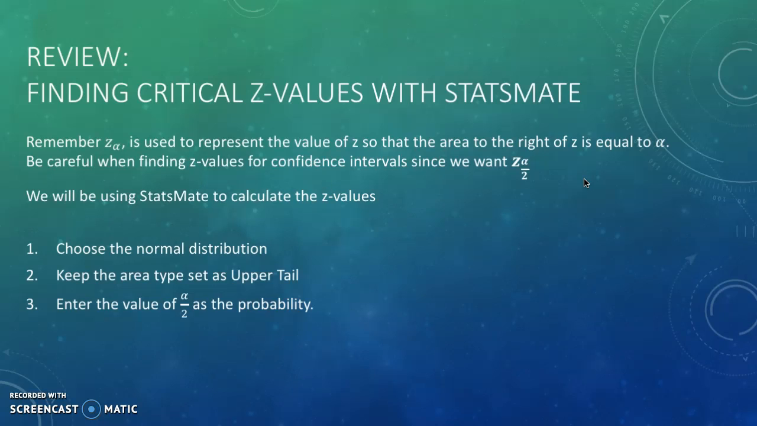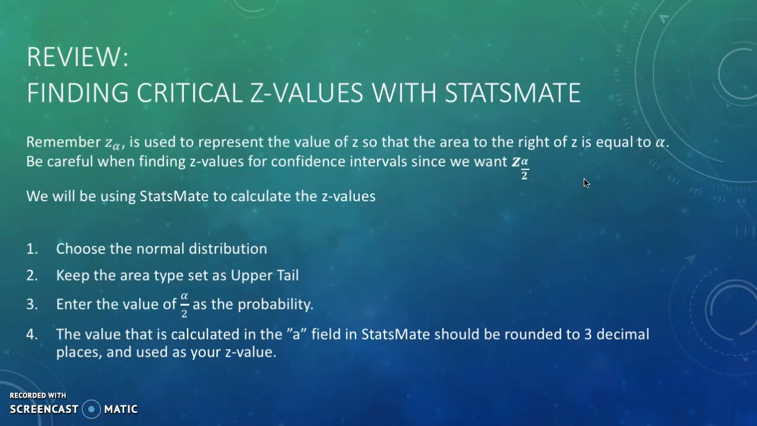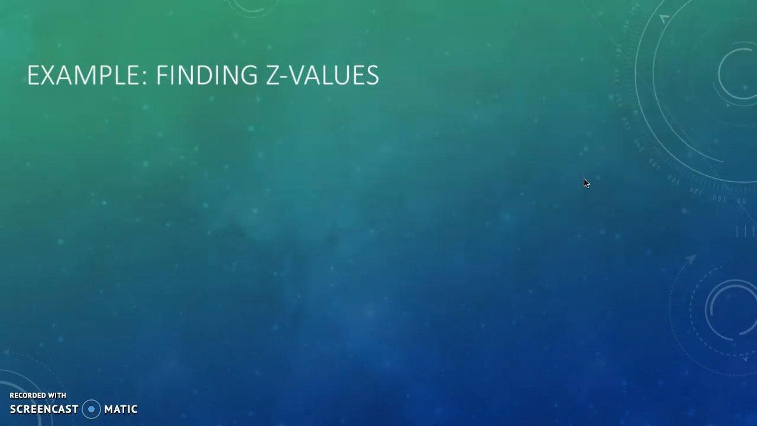So you'll need to calculate that on the side before you find the Z value. And whatever value pops up in the A box gets rounded to 3 decimal places, and that's what you're going to use as your Z value. Now, I am going to explain in a few slides how you can go directly to the graphing calculator and get the whole interval. This is just kind of the long way of finding the confidence interval.